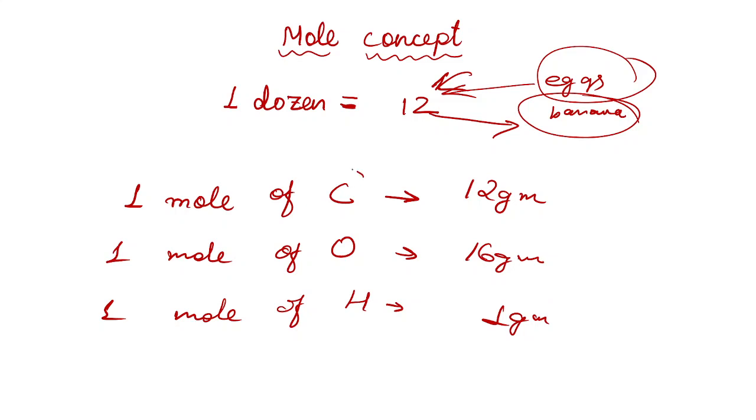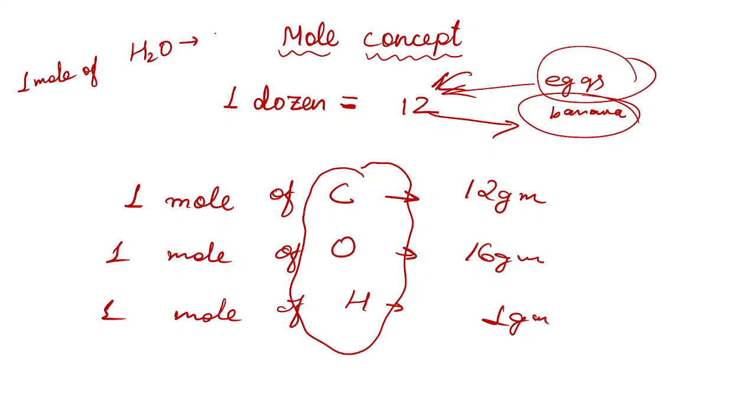Now this one we are talking in terms of pure elements only. Now when we talk about molecules, like 1 mole of water, what is the molecular weight of water? That is 18. So 1 mole of water will be equal to 18 gram. Similarly, 1 mole of NaCl will be equal to sodium, whose atomic weight is 23, plus chlorine, 35.5. So here it will be 58.5 gram. So 1 mole of any substance in gram is always equal to its molar mass.